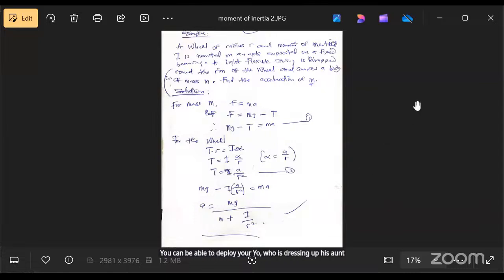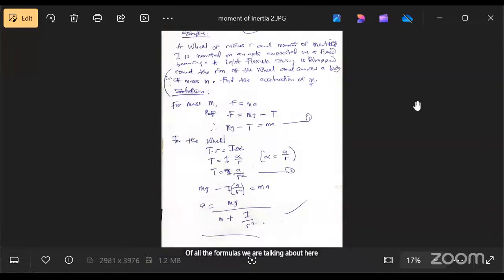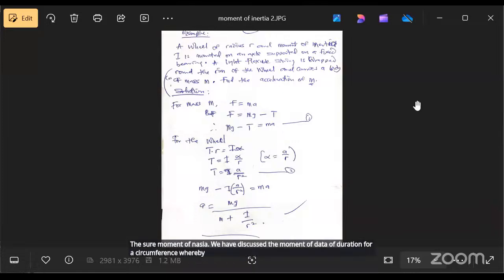Okay, you can be able to deploy the formula, put in the variables that you were given, then you'll be able to calculate whatever you have to calculate. So you have to be sure of all the formulas we are talking about here. Be sure of radius of gyration, be sure of moment of inertia, and we have discussed the radius of gyration for a circumference whereby it rotates about an axis.